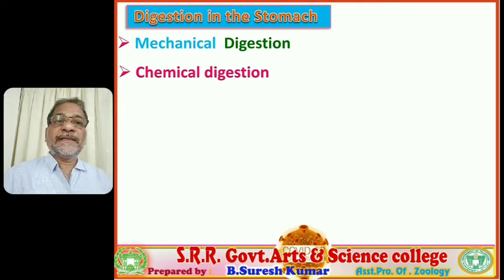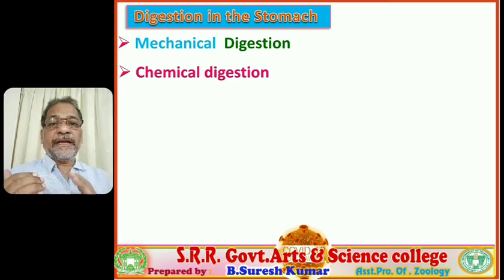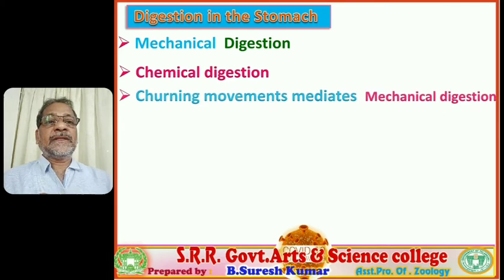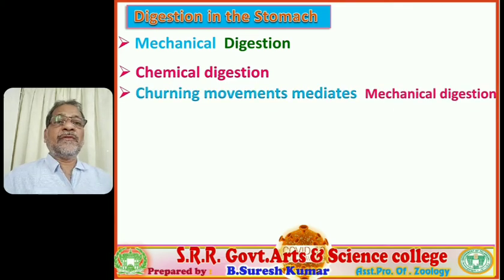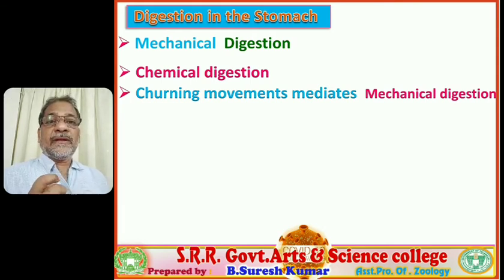now we are going to discuss digestion in the stomach. After completion of the oral cavity phase, the next phase extends into the stomach. Now the bolus is dropped into the stomach. Here the food undergoes both mechanical digestion and chemical digestion. The mechanical digestion in the stomach is mediated by churning movements. Already we discussed that the wall of the stomach additionally contains an oblique muscle layer. So that oblique muscle layer, along with the circular and longitudinal muscle layers, propagates the churning movements.